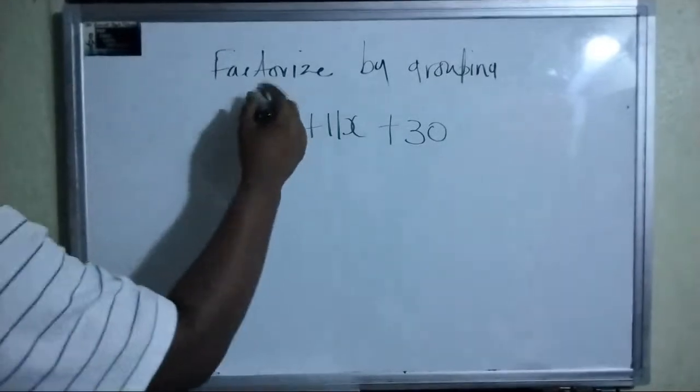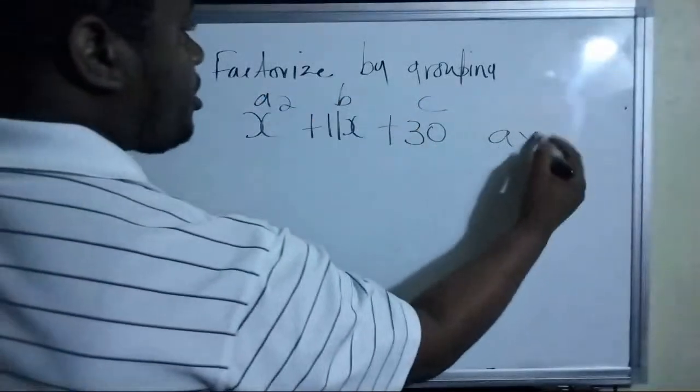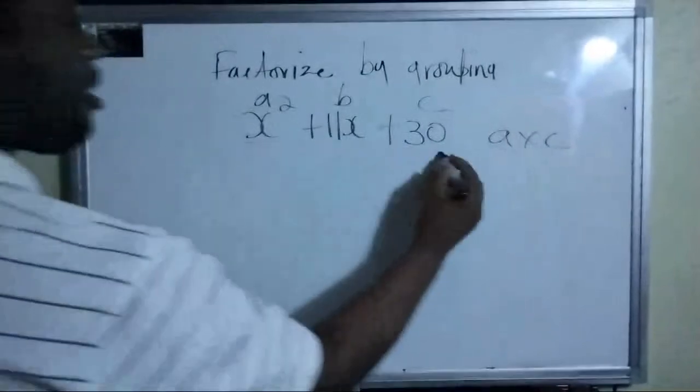Alright? So we do the same thing again, guys. We label it ABC. And then we multiply A times C. So that's x squared times 30.